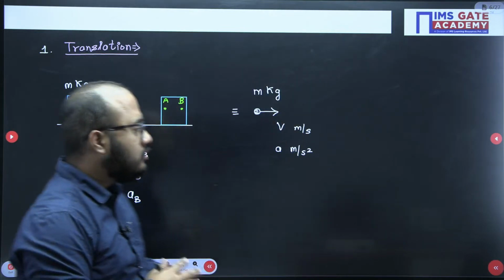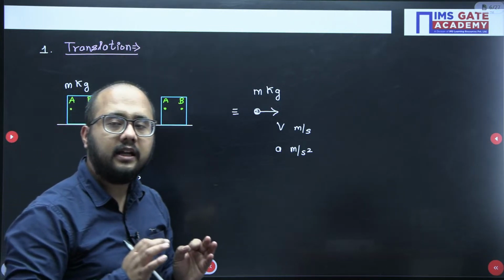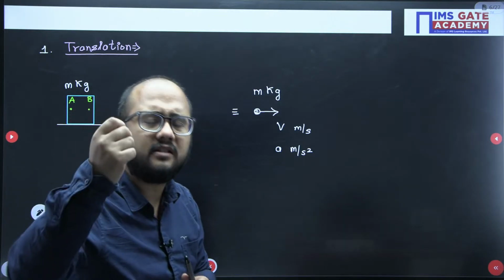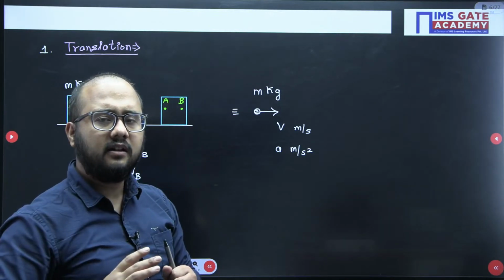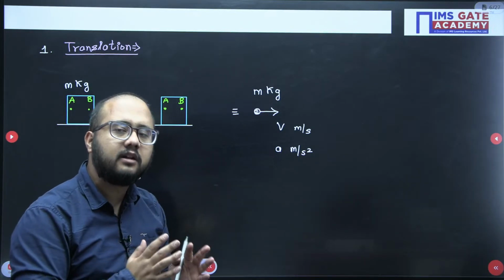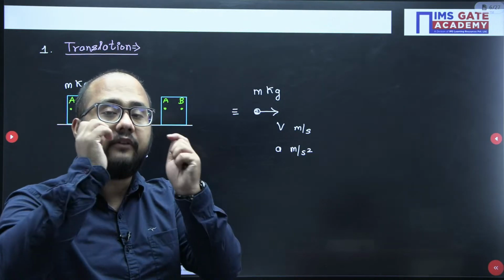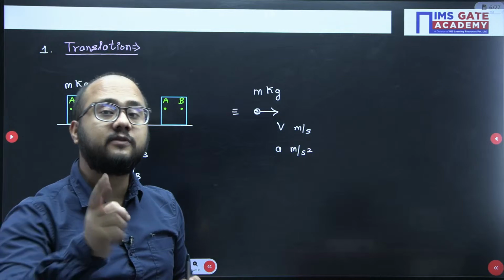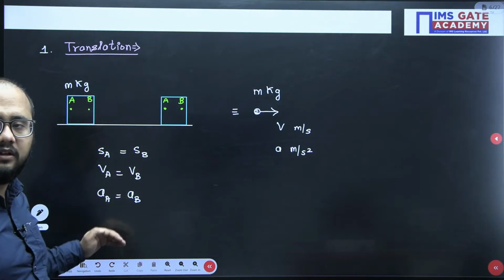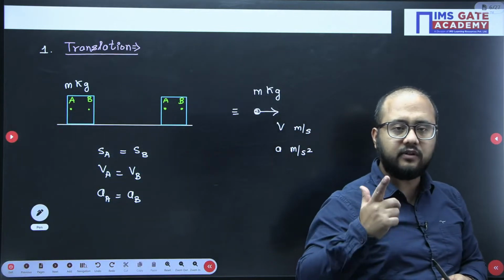Clear? So the main understanding of translation is the entire body, consider n number of particles in that body. All the particles are moving with same velocity, same acceleration and same displacement. So exactly all the particles are behaving in the same way with respect to motion. When I say motion, these are the three parameters that we need to look at. Okay, fine. So that is translation.